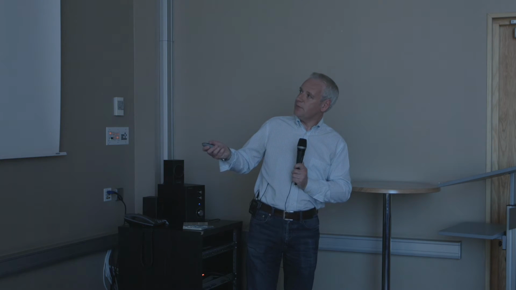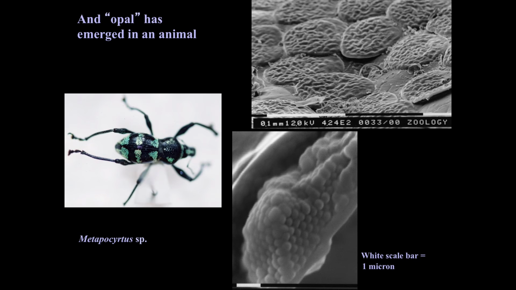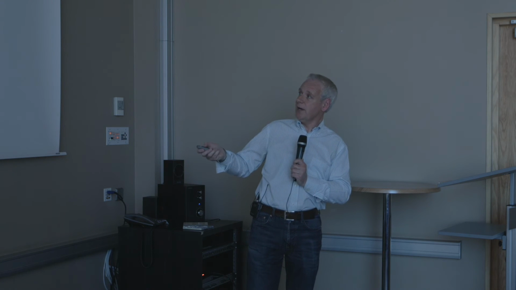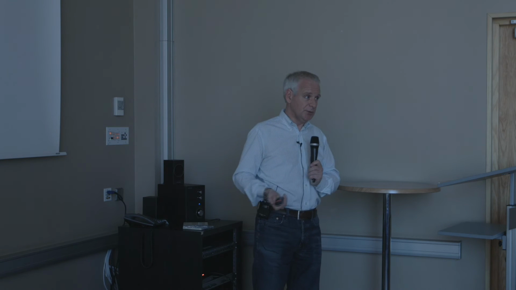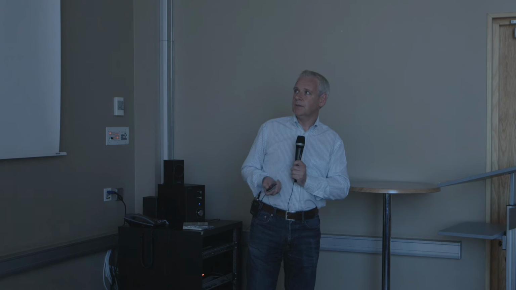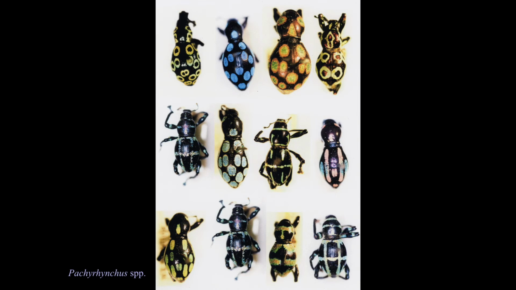And then exactly the same thing has turned up in a beetle. This weevil here, these turquoise scales, those patches there are made up of scales, and if we chop one of those in half and look inside, we find that it's filled with opal. Exactly the same structure as the gemstone opal. And it's turning up in a whole range of these weevils. These ones are from the Philippines.